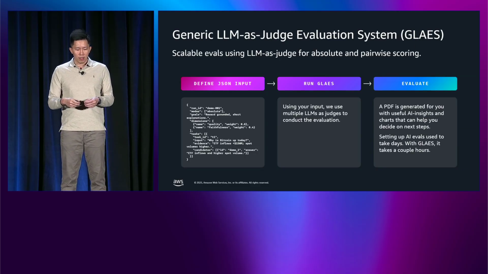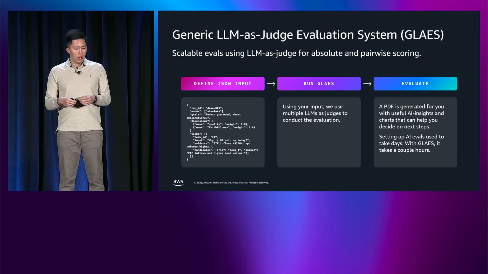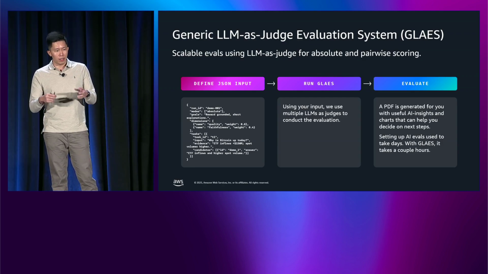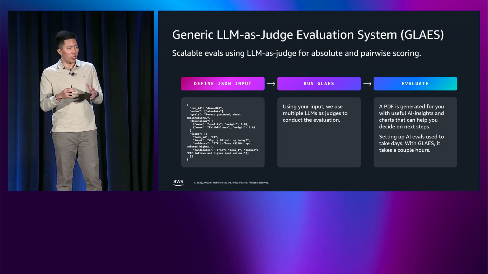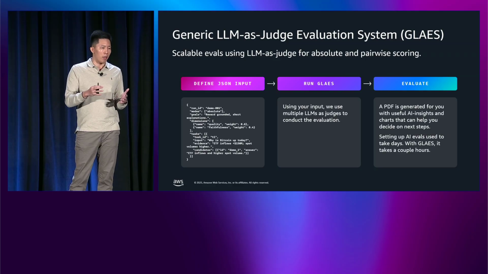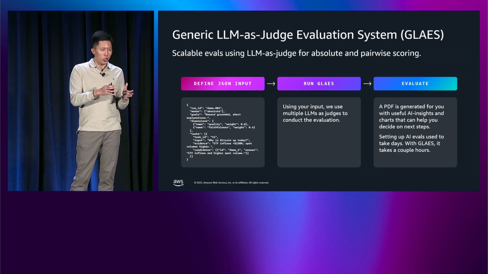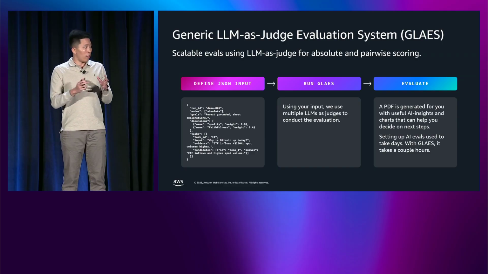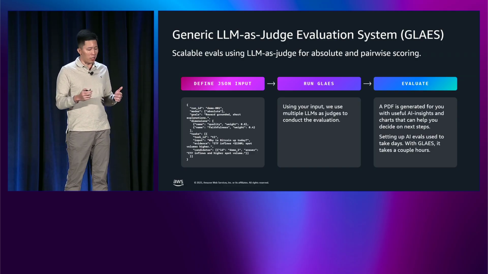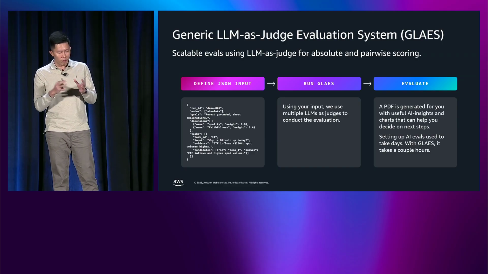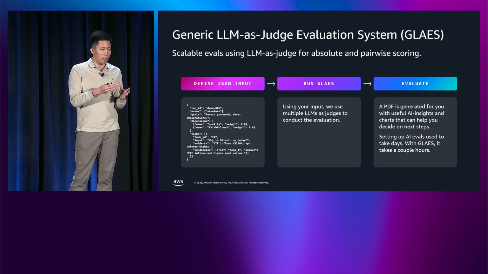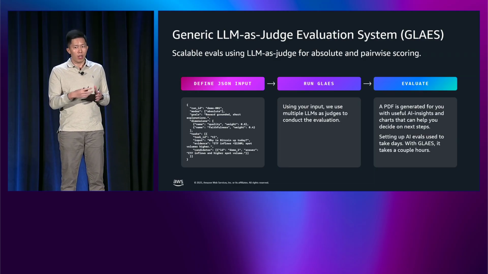Internally, we have this system called GLASS, which stands for Generic LLM as a Judge Evaluation Service. What this does is it allows us to use LLM as judge very easily. It allows any team member to call LLM as judge and to get the results in hours instead of in days. And if anybody wants to use LLM as judge internally, the main thing they have to do is to define the JSON input. They define the goal of the test, they define the dimensions that they care about, and they define the candidates that they are testing.